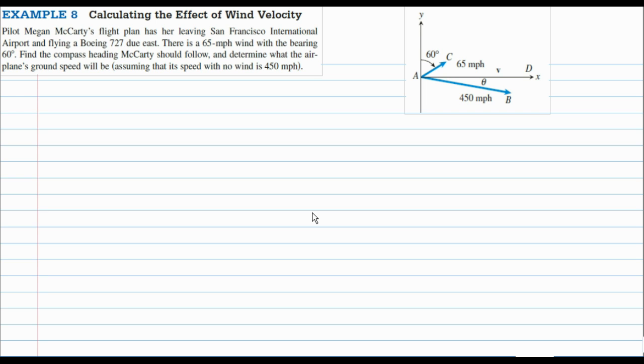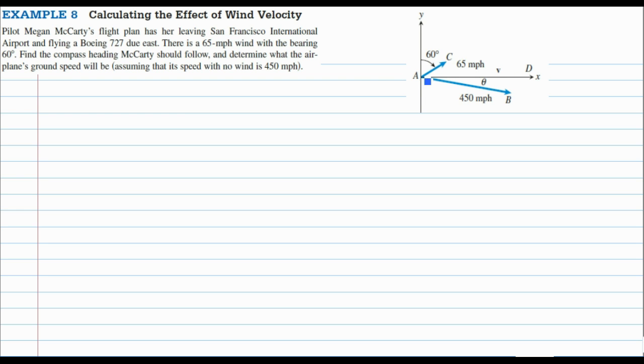Alright, co-pilots, our destination is to go due east. However, we've got this wind that's blowing us a little farther north than we would like to go. So I've got a drawing of the two vectors. This is the vector that we need to have our compass headed at in order for us to fly due east. So our gauges are going to read one thing, but we're actually going to be flying due east. We just need to figure out what our gauges have to read in order to get us to our destination.